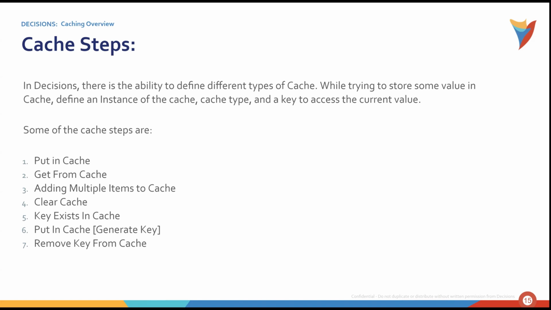First of all is put in cache. If there is nothing inside the cache, we use put in cache to insert the data into the cache. If we already have the data in the cache and want to see it, we use the get from cache step.